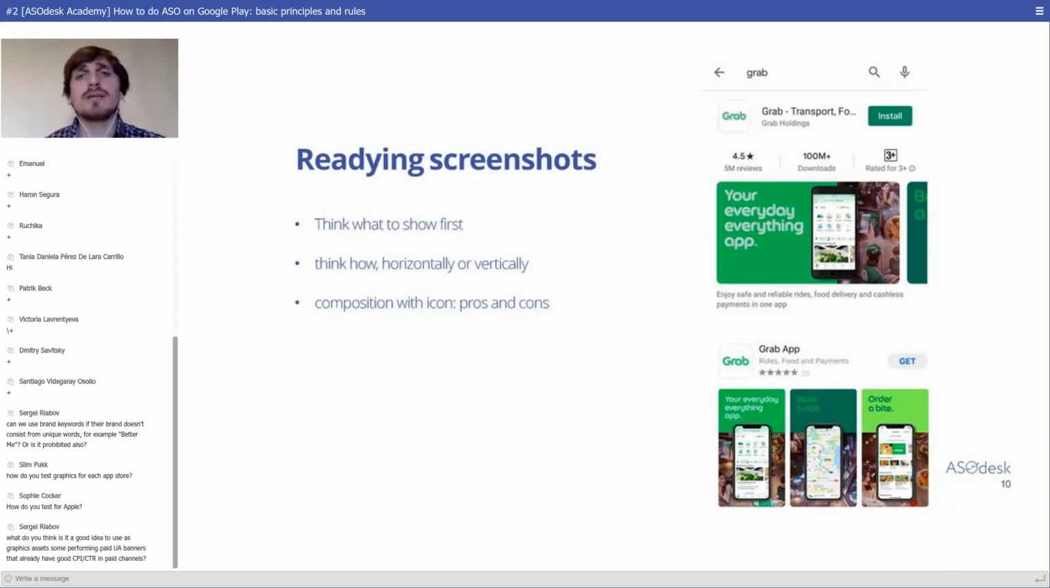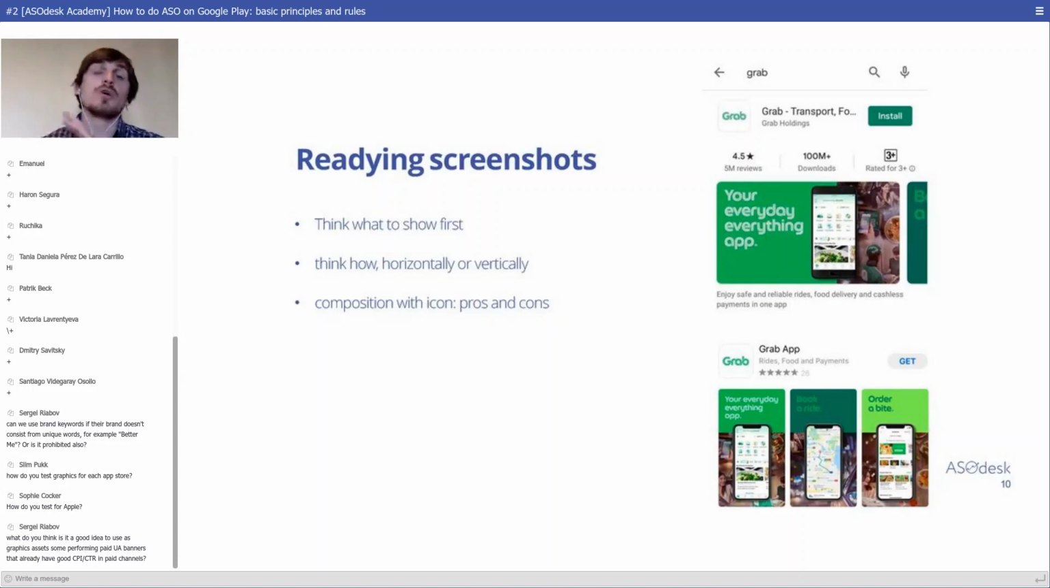So first of all, I'm thinking about what to show, and this example of the Grab app is super. Look, on the App Store they have 3 vertical screenshots with 3 different messages. On Google Play they have 1 huge landscape screenshot with 1 very important message: your everyday everything app. Because Grab in Cambodia provides taxi services, payment services, this is a super app, because you might order food delivery and so on.